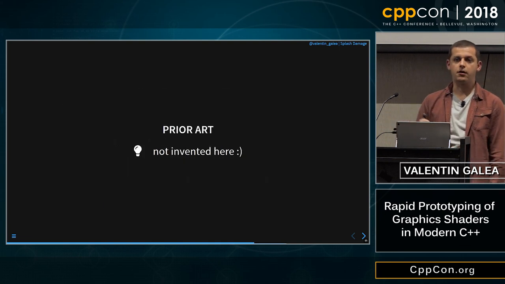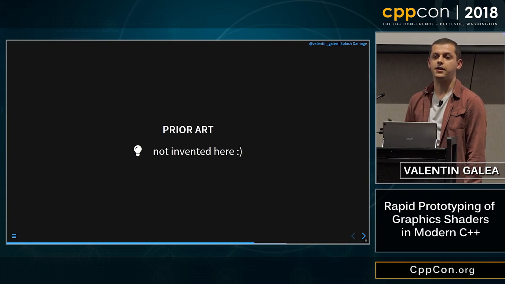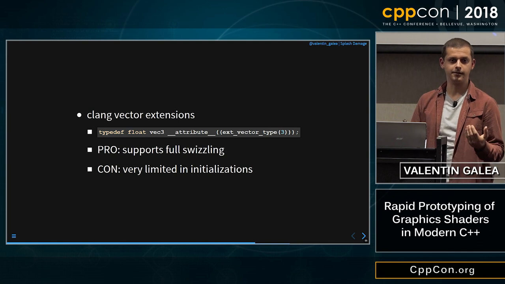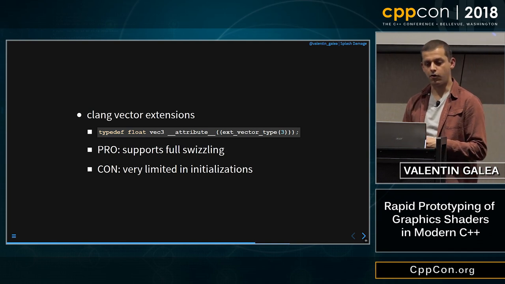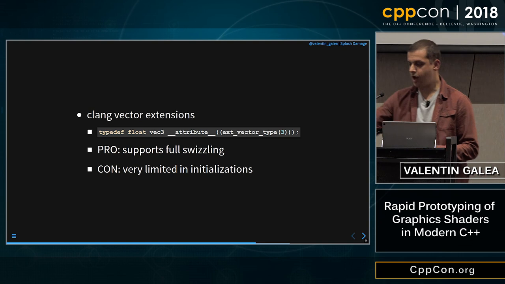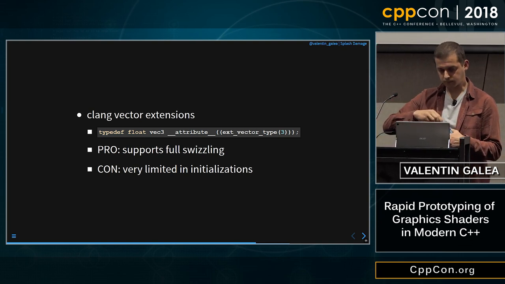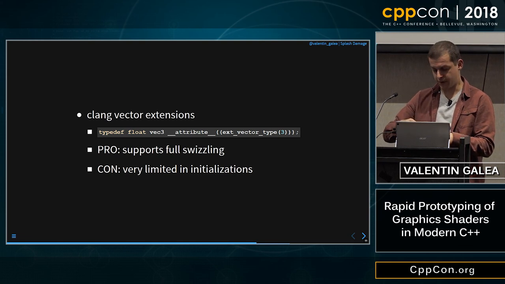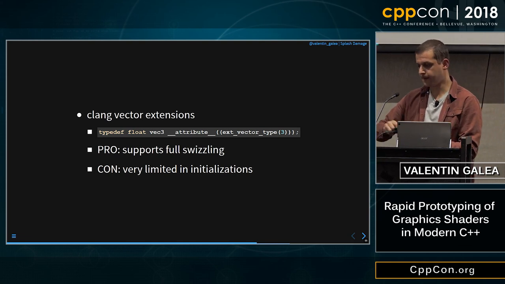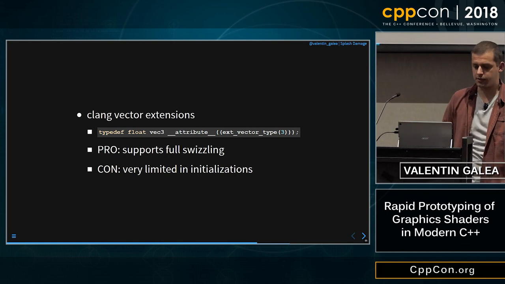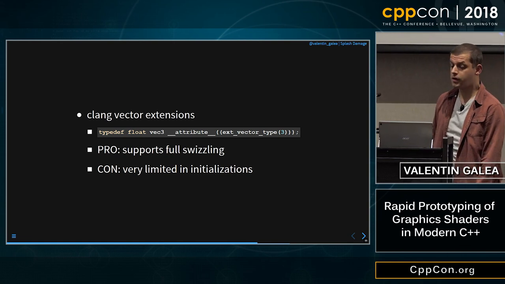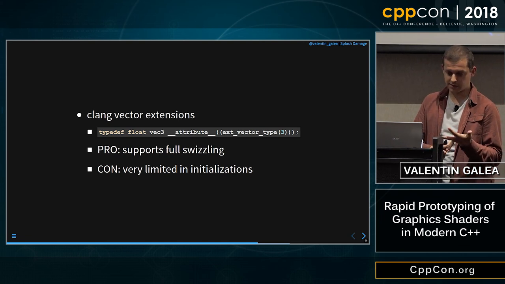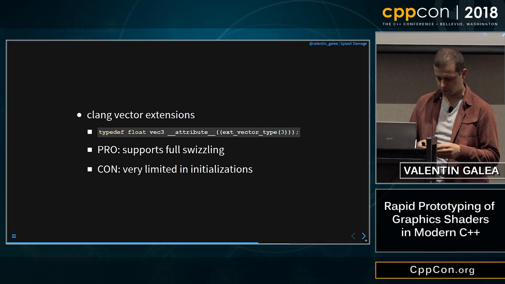You would think, oh, you're crazy, why did you do this? Surely there's something out there already. And of course there is. Clang offers everything, even a vector class. So you can use this attribute and you can have the GLSL vectors with full swizzling and everything. When I discovered this, I was like, oh my God, all my work is done now. But actually it's quite limited because the way it initializes is beyond incredible. You cannot use it, and it doesn't have the matrix. It doesn't have all those utility functions.